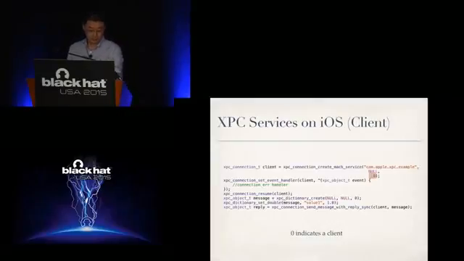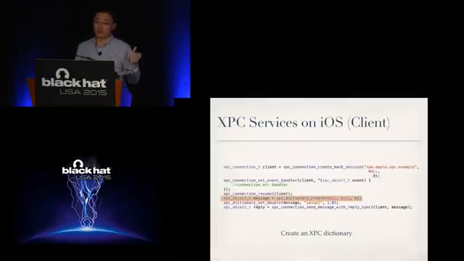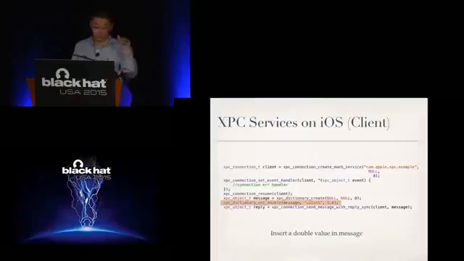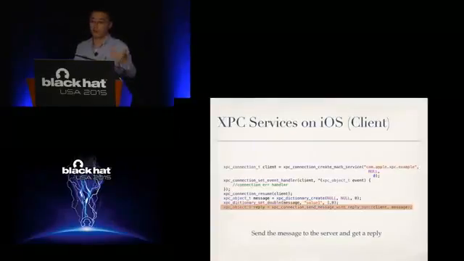Now it's time to prepare the message and send it to the server. Basically, you just create an XPC dictionary. It's a key-value paired container data structure. You can insert other XPC objects into the dictionary with a key and a value. For example, in this example, I insert a member. Its name is value1. Its real value is 1.0 in the type of double. And now we can send it to a server and get a reply. So it's pretty easy to use.